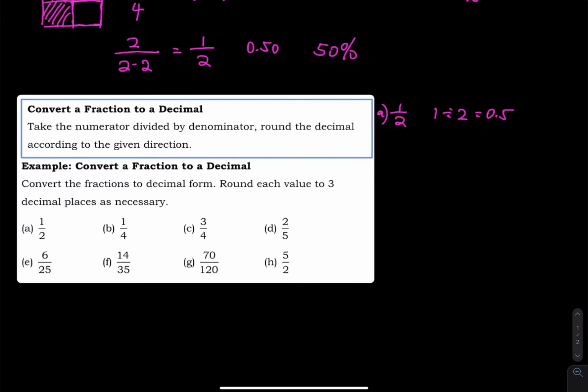But 0.5 is 1 decimal place. How do you do 3 decimal places? Easy, just do 0.500.